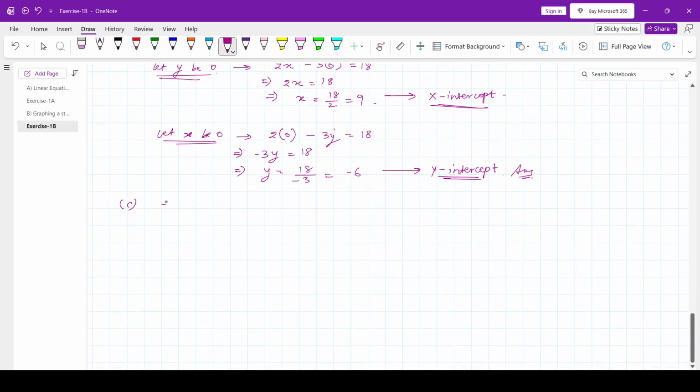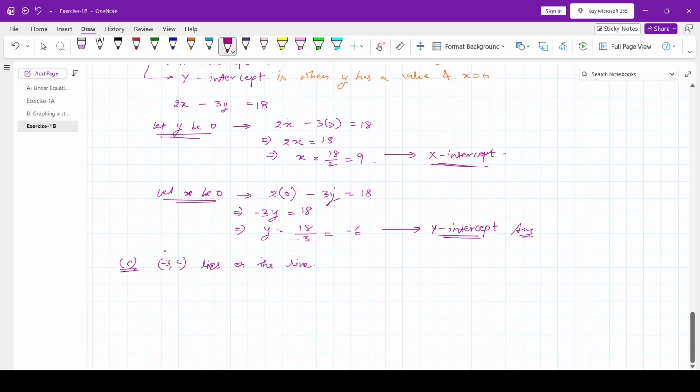Part C says minus 3 comma c lies on the line. So what we have to do? We put the value of x, which is this, and the value of y, which is this, into this equation. That will be 2 into minus 3, minus 3 into c is equal to 18. That will be minus 6 minus 3c is equal to 18.